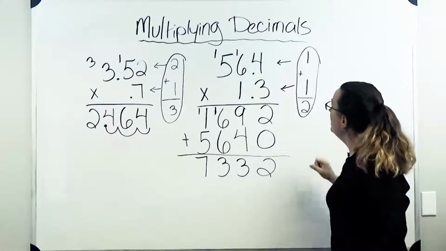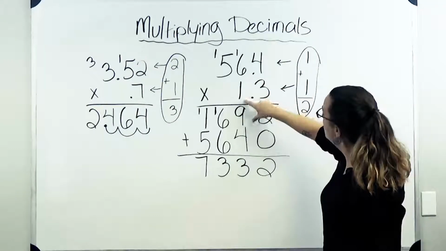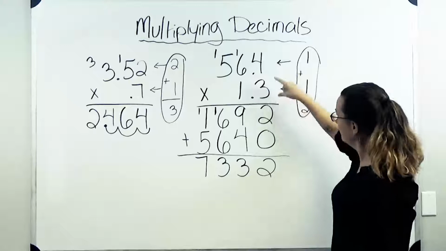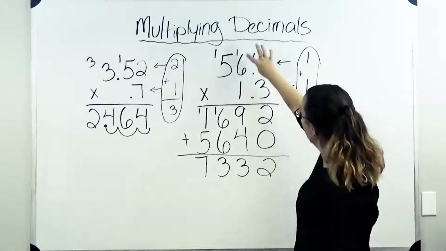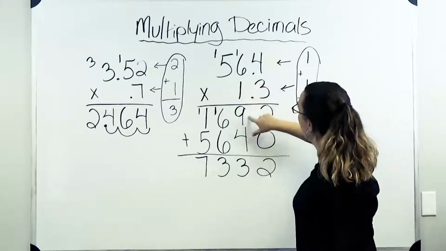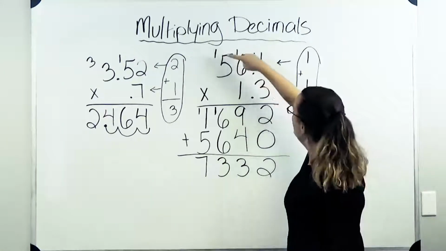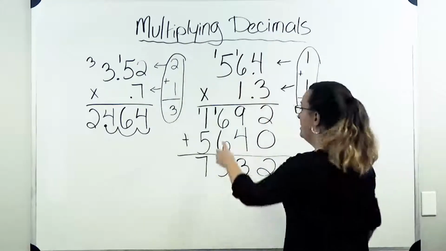I have another example here. We have 56 and 4 tenths. We're multiplying that times 1 and 3 tenths. Start over here by multiplying 3 times 4. That gives us 12. Carry the 1. 3 times 6 is 18, plus 1 gives us 19. Carry the 1 again. And then 3 times 5 gives us 15, plus 1 gives us 16.